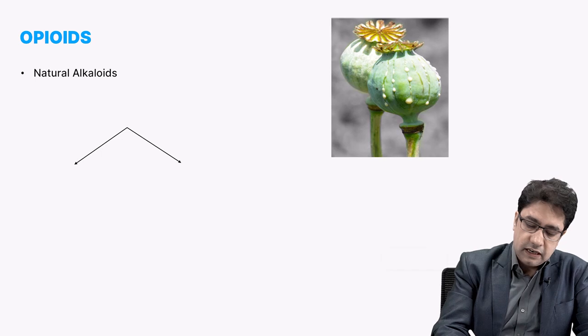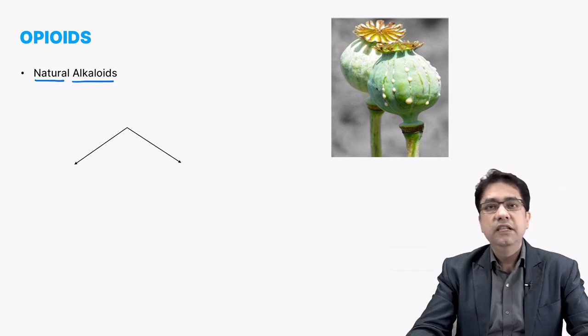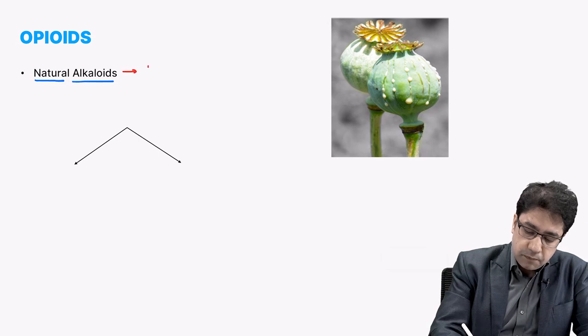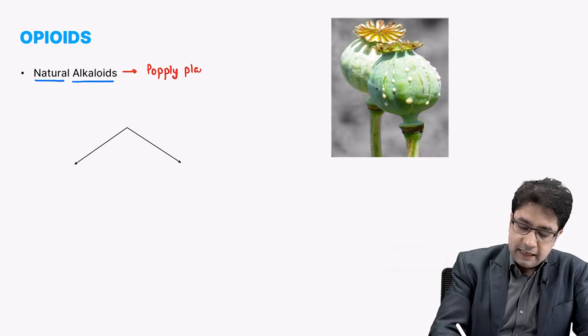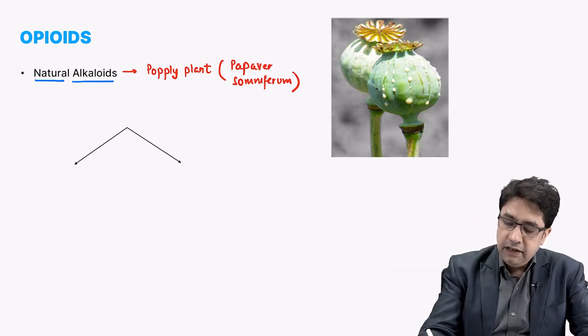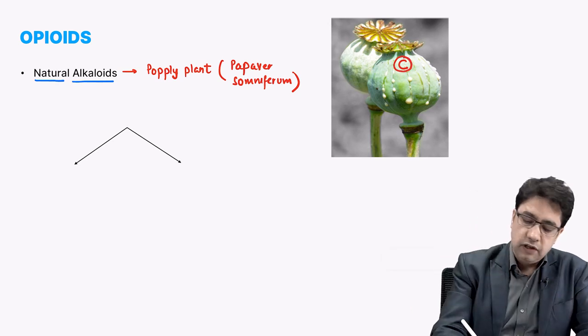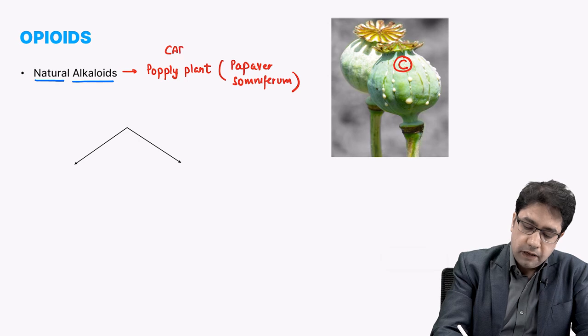Remember, opioids are natural molecules and they are alkaloids. Alkaloid means basic drugs, and they are obtained from a plant, the poppy plant. The scientific name of the poppy plant is Papaver somniferum. Now we can see this poppy plant, and there is a capsule of the poppy plant outside covering. So they are obtained from the capsule of the poppy plant.